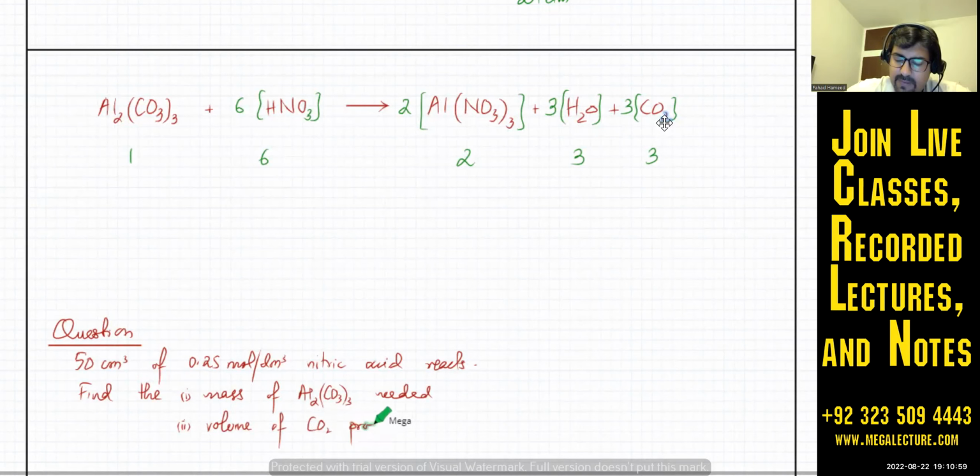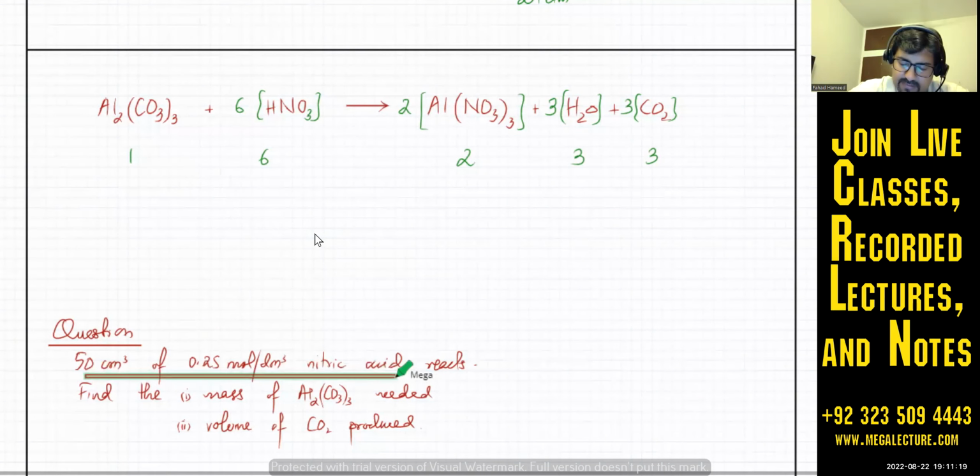Now CO2, hopefully everyone knows, is a gas. Okay? So no question, it's a simple question. But the first thing is, when you have an equation, you have to find the moles of any one substance. Now, based on the data that's given to you, you can easily figure out the moles of which substance? 50 cm cube of 0.1 mole per dm cube nitric acid.